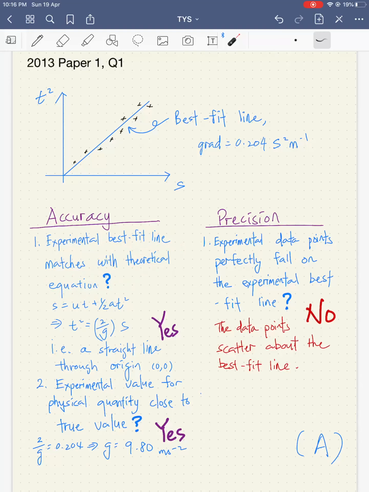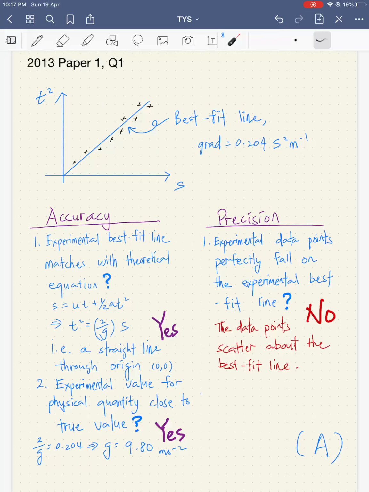Let's see. For the theoretical equation, we start with this kinematic equation, and then we can simplify it to this, because u is 0 and acceleration is gravity. According to this equation, when you plot t squared versus s, it should be a straight line through the origin. Yes, it is a straight line and it passes through the origin. Therefore, it is a yes, as far as the best fit line is concerned.